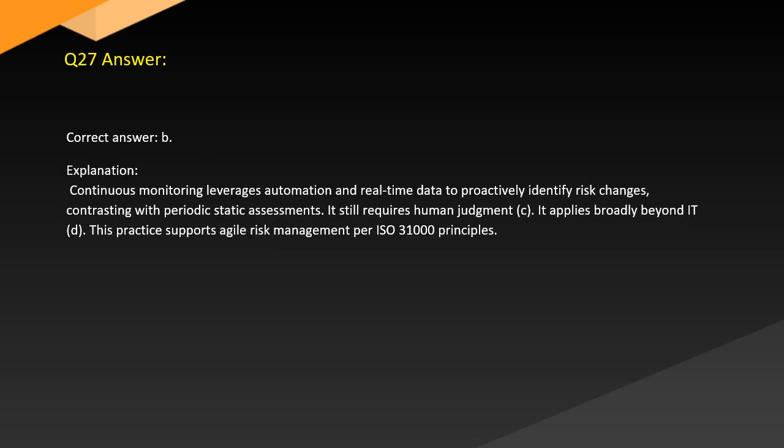Answer. Correct answer: B. Explanation: Continuous monitoring leverages automation and real-time data to proactively identify risk changes, contrasting with periodic static assessments. A is incorrect. C, it still requires human judgment. D, it applies broadly beyond IT. This practice supports agile risk management per ISO 31000 principles.